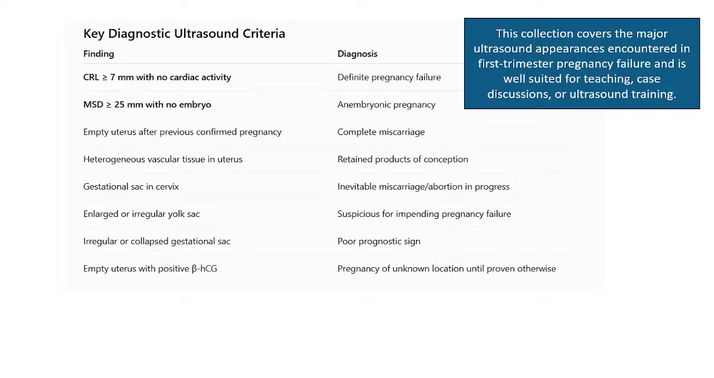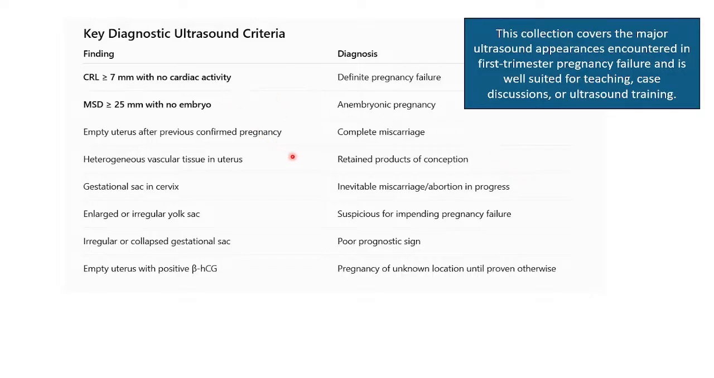So now, this collection covers the major ultrasound appearances encountered in first trimester pregnancy failure and is well suited for teaching case discussions or ultrasound training. So this is fundamental. It is very key. Those who are teaching, those who are doing case discussions, those in training, please, it may not look big like the whole box, but this is the summary, the epitome, of first trimester ultrasound scan. I don't know how to express it better than that.